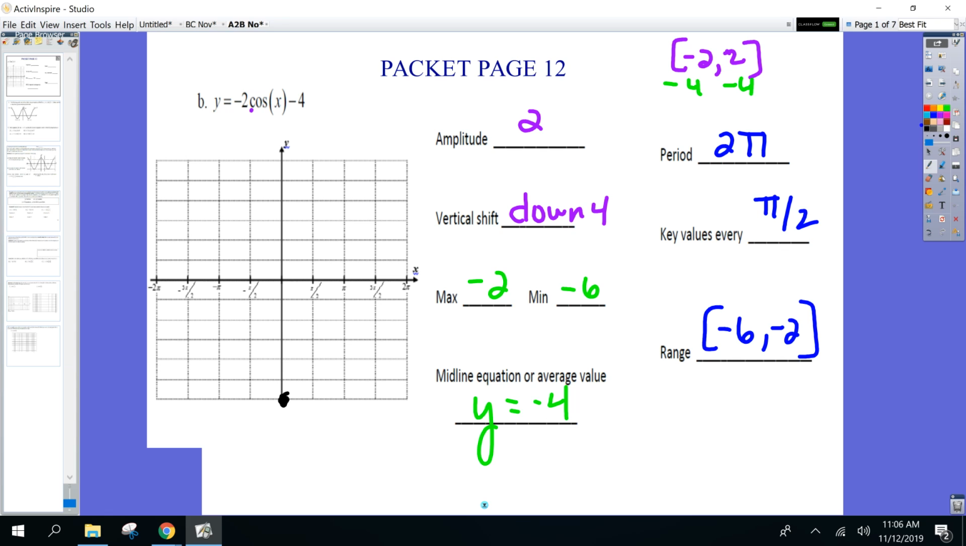Now where's cosine usually go? What's the next key value on cosine? Zeros. This right here has no effect on the 0. What does have an effect on the 0 though? My shift down 4. So instead of at 0, it's going to be 1, 2, 3, 4.